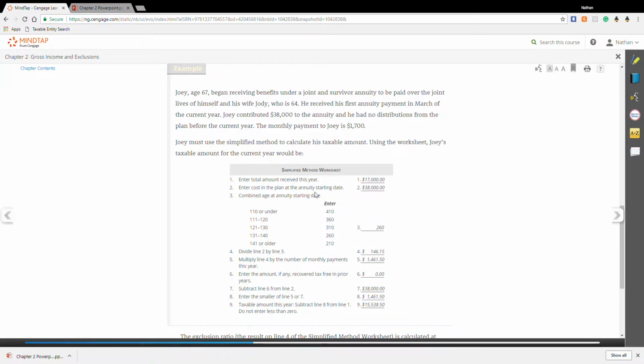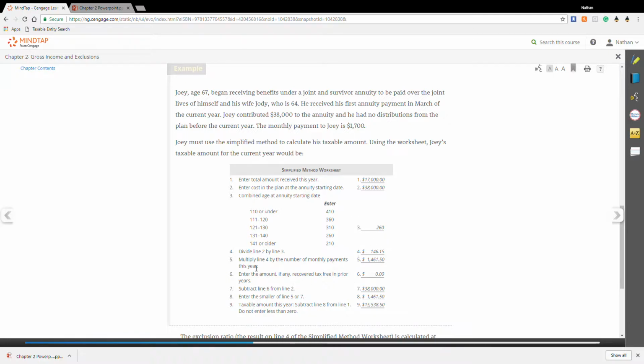Next, we enter the combined age at annuity start date. Because it's a married couple, 67 plus 64. We're going to round up: the table range is 131 through 140, so we must put 260. So those two, basically, we have 7 plus 4. That's 134. So yeah, right there.